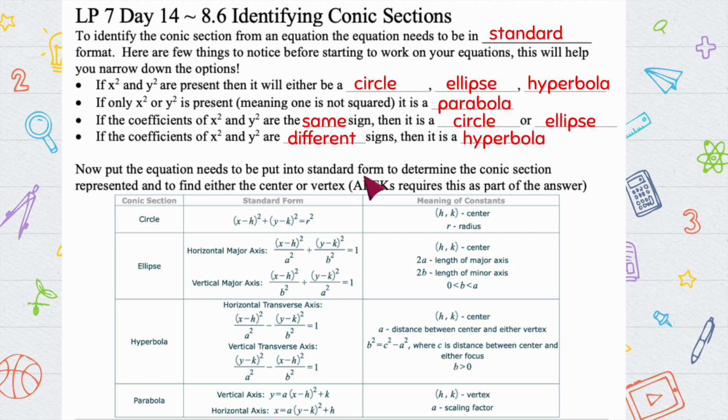The equation needs to be put into standard format to determine which conic section it represents, and to find either the center or the vertex, because Alex requires this as part of the answer. Once you click on the drop down and say it's a circle, it's going to ask, okay, what's the center? So it's not good enough to just know what kind of conic section it is, but also what the center or vertex is, which means that you need to have it in standard format so that you can see it.